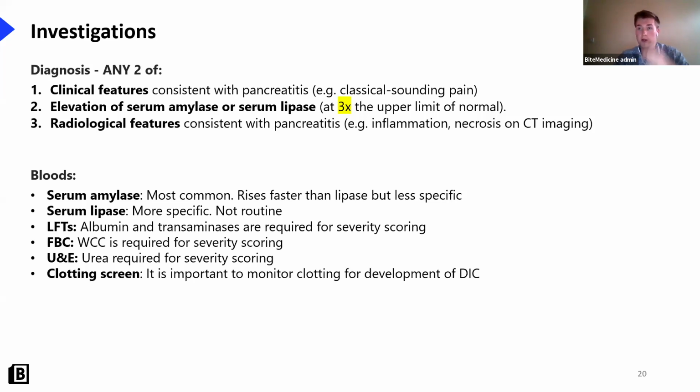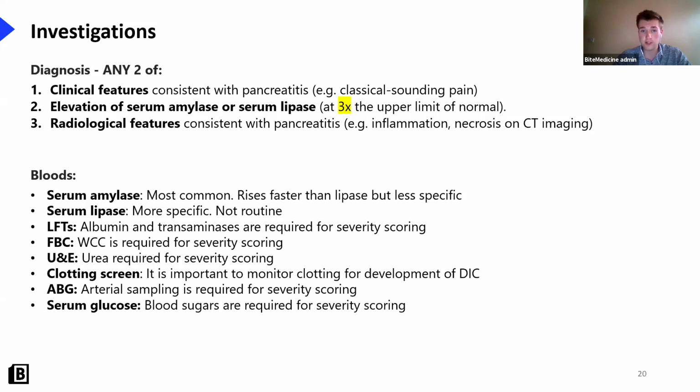Clotting screen. As we'll see later on, one of the complications of acute pancreatitis is the development of DIC, so that's disseminated intravascular coagulation. So it's important to monitor clotting for progress and development of that. Doing an ABG, arterial blood gas, again, would be required for severity scoring. We need to know what their oxygenation of the blood is. Serum glucose as well for severity scoring, blood sugars.